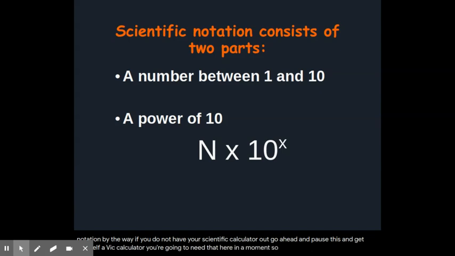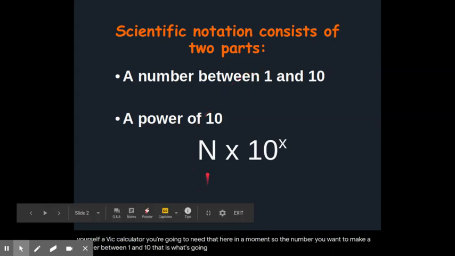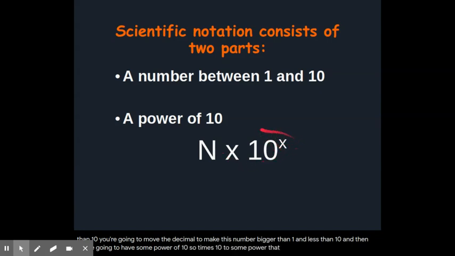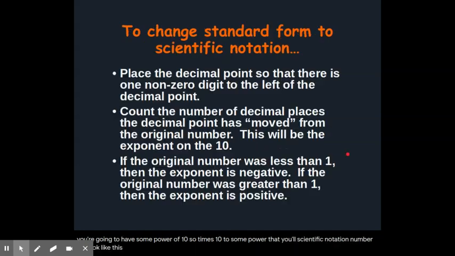So the number, you want to make a number between 1 and 10. That is what's going to go here. So this number should be bigger than 1 and less than 10. You're going to move the decimal to make this number bigger than 1 and less than 10. And then you're going to have some power of 10. So times 10 to some power. That scientific notation number will look like this.